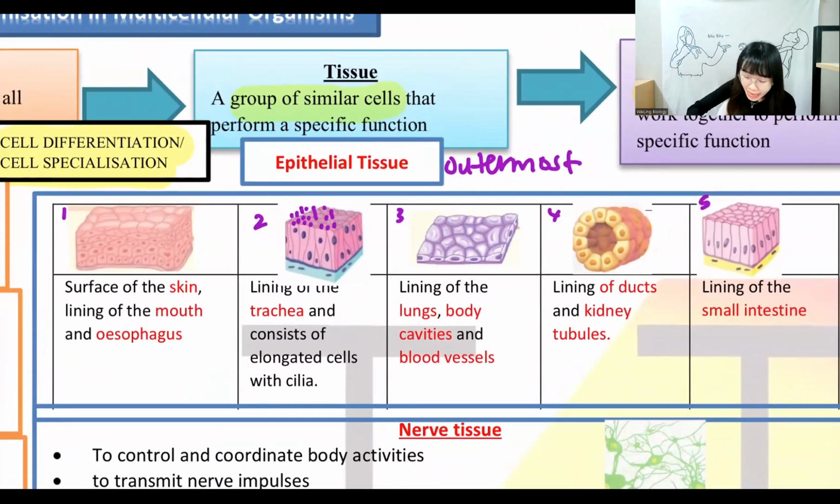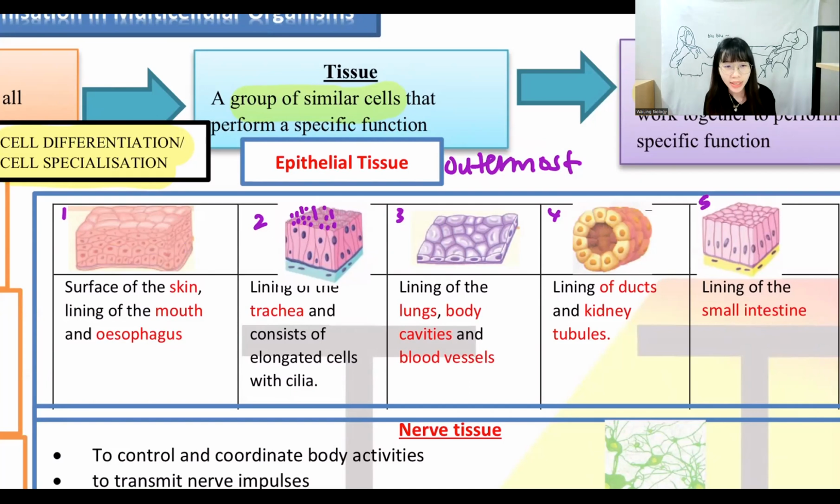Number 1 is layer by layer. This layer by layer can be found on the skin, your mouth, and your esophagus. Actually, most of the epithelial function is to secrete mucus. Mucus is a sticky thing. They are also able to help in digestion of food by secreting enzymes. We'll talk about that later. So generally it acts as a protective layer. Your skin, your mouth, your esophagus, they will act as a protective layer.